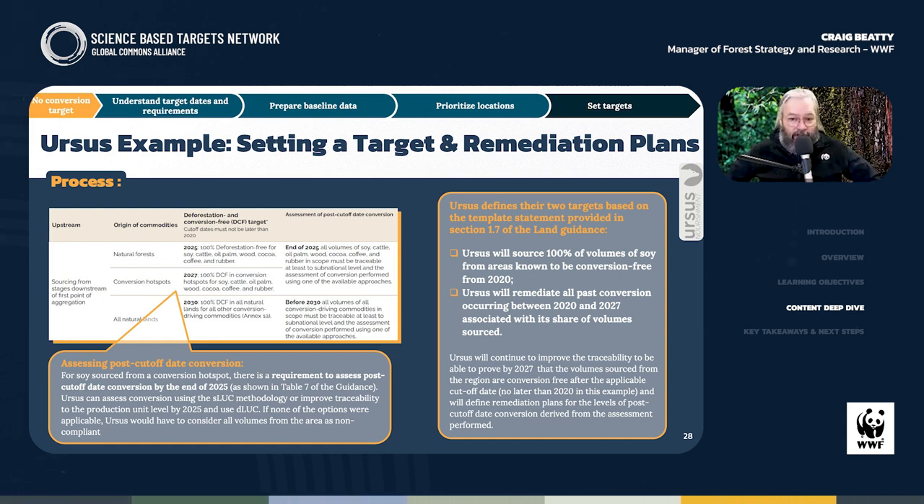URSUS can start assessing the levels of conversion associated with the volumes sourced from the region by using the statistical land use change methodology presented in section 1.3.3, or work on improving traceability through to the end of 2025 to production unit areas and determine any post-cutoff date conversion through the direct land use change methodology as presented in section 1.3.2.